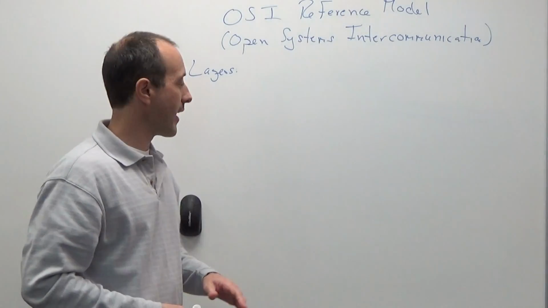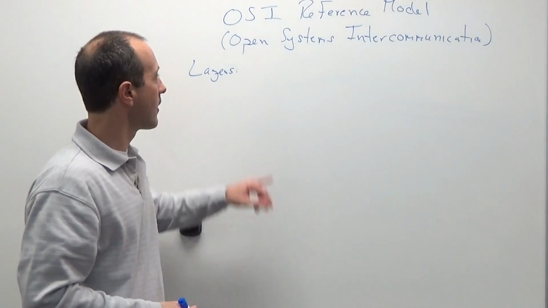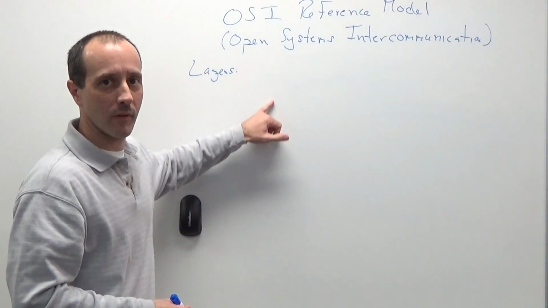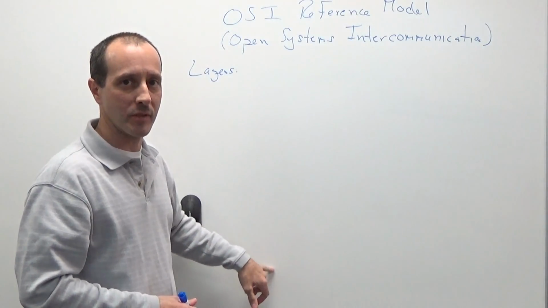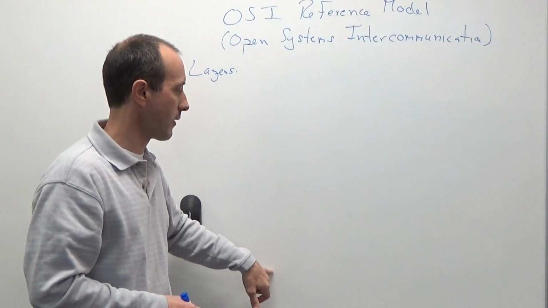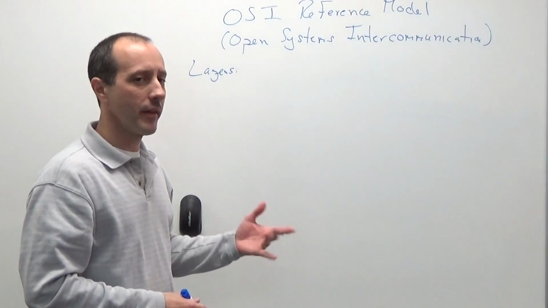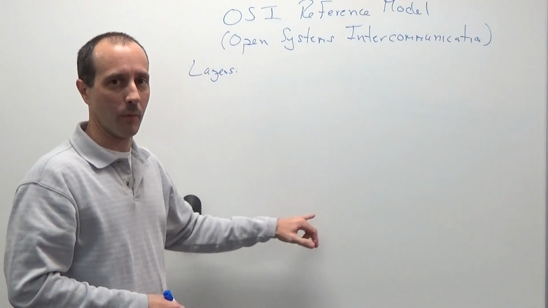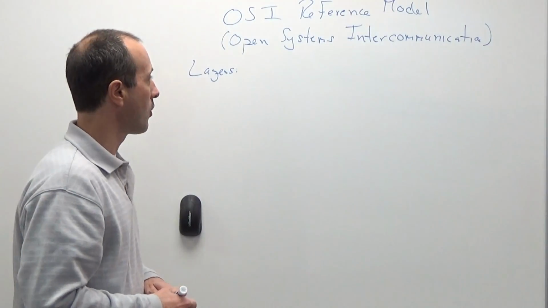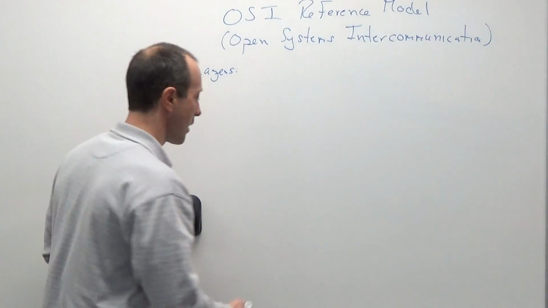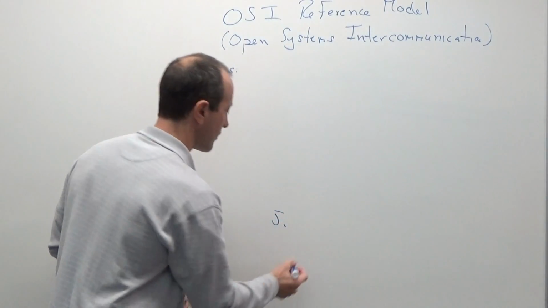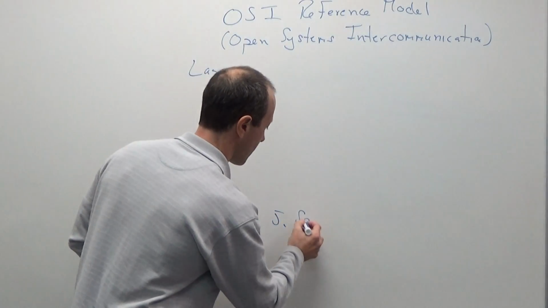Okay, so in our first video we talked about the OSI Reference Model, layers 7 all the way down through 1, and we talked a little bit about the first layer, which is the physical layer, and then we talked about the data link layer. Then in our last video we talked about the network layer and the transport layer. Well, today, right now, we're going to talk about layer 5, and that's our session layer.